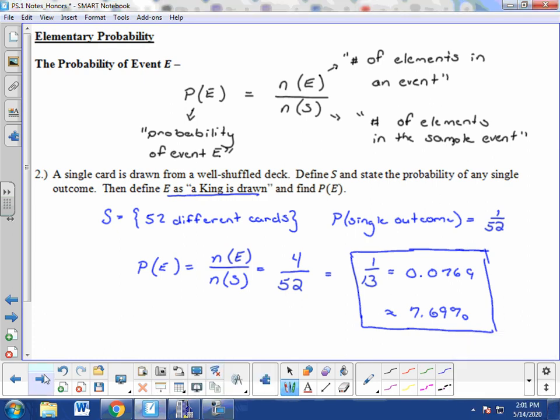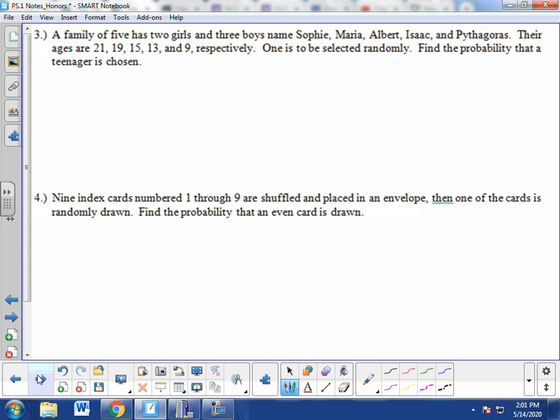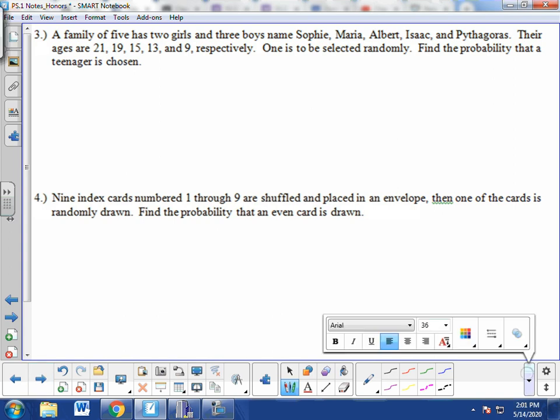Let's go ahead and take a look at another example. In problem number 3, a family of 5 has 2 girls and 3 boys named Sophie, Maria, Albert, Isaac, and Pythagoras. Their ages are 21, 19, 15, 13, and 9 respectively. One is to be randomly selected. Find the probability that a teenager is chosen. So if we want to identify what the event is first, we need to find the probability that a teenager is chosen. So a teenager is chosen is the event.